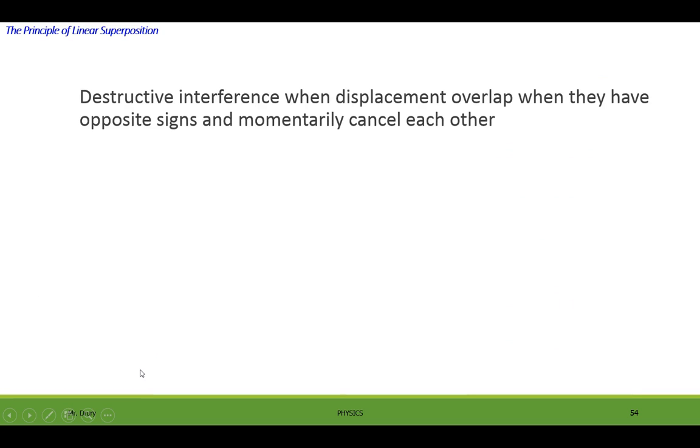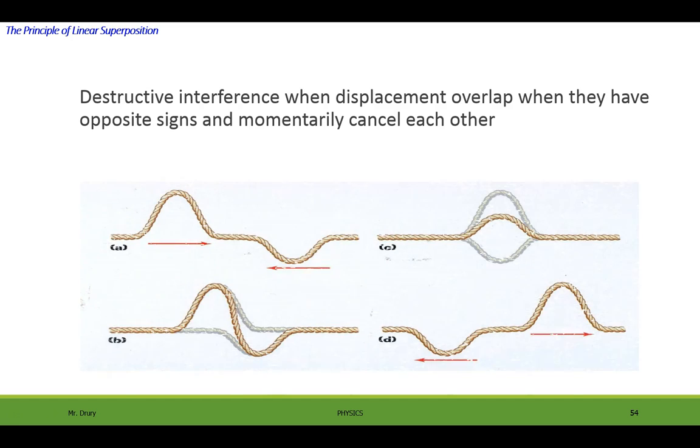All right. Now how about destructive interference? Destructive interference is when displacements overlap, when they have opposite signs and momentarily cancel each other. So here we have the same idea of the two pulses coming towards each other, but now one's a crest and one's a trough. They come towards each other here. They start to overlap. They cancel each other. Now obviously they don't totally cancel each other because this crest was higher than this trough. And then they continue on their merry way as if the other one wasn't there.